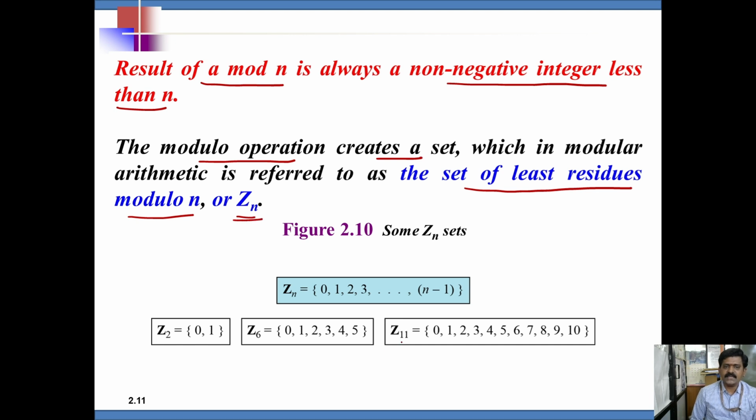So let us take a set called Z11, which contains residues which we obtain by performing the modulus operation of a number on various integers. In this case, the operation is done with the number 11. So when we apply mod 11 on any integer, we get the remainder values from 0 to 10. This is the set of least residues.